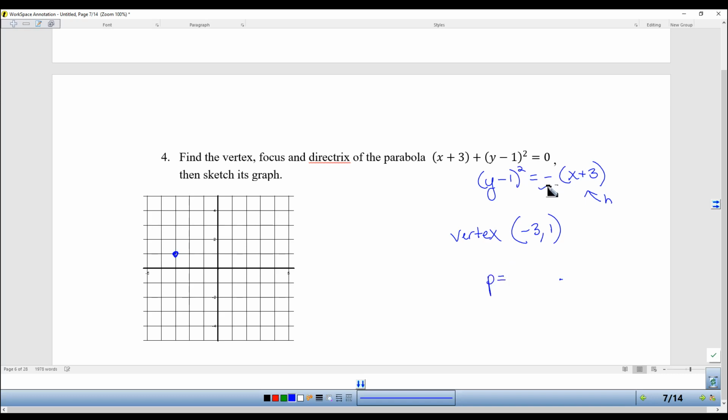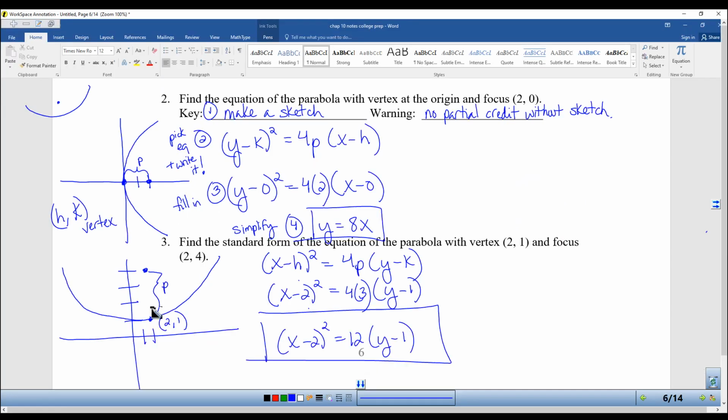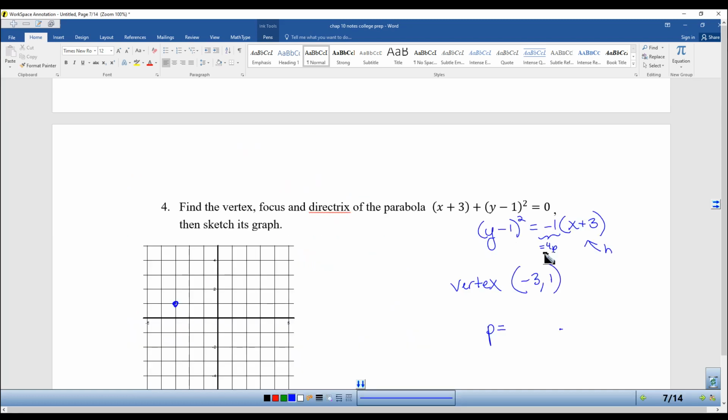So remember, this number right here, which is a 1, is always equal to 4 times p. It was a little easier doing it in the other direction, where we just found p and then put it in. But see how this number, you're always going to set this number equal to 4p to find p. Before, p was 3, but now we're doing it backwards. This time, 4p is negative 1. So p is negative 1/4. That means that I have to go 1/4 in a certain direction in order to get the focus and the directrix.